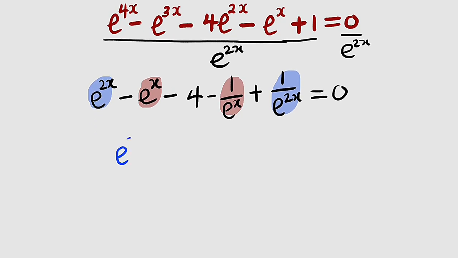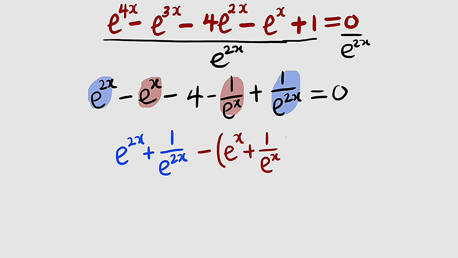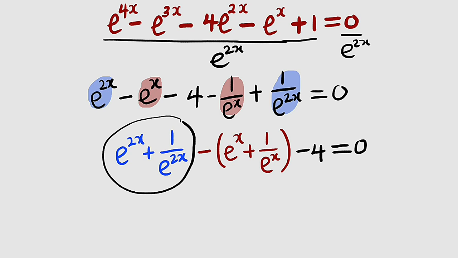So this is e^(2x) + 1/e^(2x). Then the other ones, we have minus, and we can even factorize it as (e^x + 1/e^x). Then we have our minus 4, the whole of this equal to 0. One thing you should observe: we can write e^(2x) + 1/e^(2x) in terms of this one.